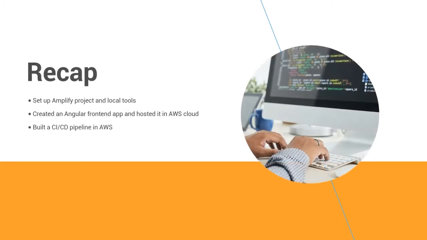And just to recap where we are, in the first video we set up the Amplify project in AWS, and in the console we set up our local tooling, including the CLI. We had an Angular front-end app, and we were able to host it in AWS Cloud using the Amplify tools. And finally, we built a CI/CD pipeline that automates our front-end and back-end deployments. We're front-end only now, but we'll be adding the back-end in this video.